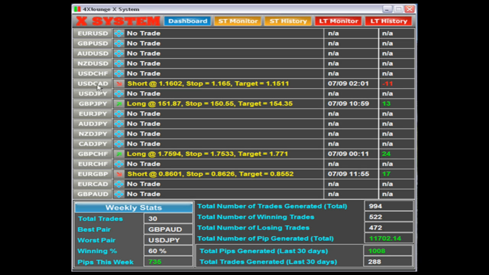Here we can see the current condition of this trade. We're currently down about 11 pips on this trade. All the trades are opened live, so they include the spread from our broker. And you can see the condition of the other trades.